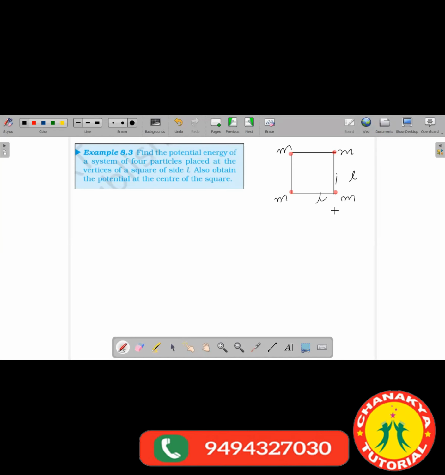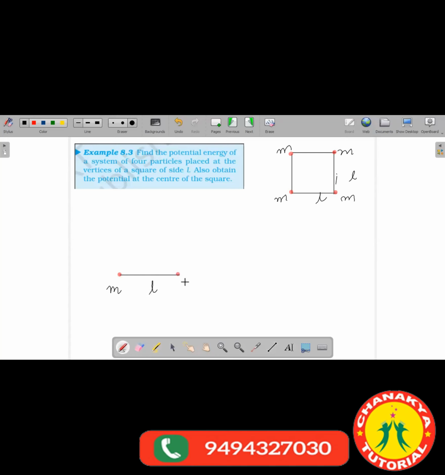Okay, so let us try to make this system. Consider that these masses are located at infinite distance from each other. So initially we have just a mass m over here. And now we are bringing the second mass m, which is located at a distance L. This one I am bringing from infinity to this point.